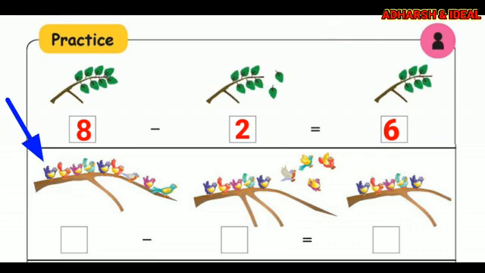Next question. There are 9 bats in the branch. So write number 9 in the box. See the next picture. 4 bats fly away from 9 bats. Now tell me how many bats are left in the branch? Yes, there are 5 bats left in the branch. So write number 5 in the box.